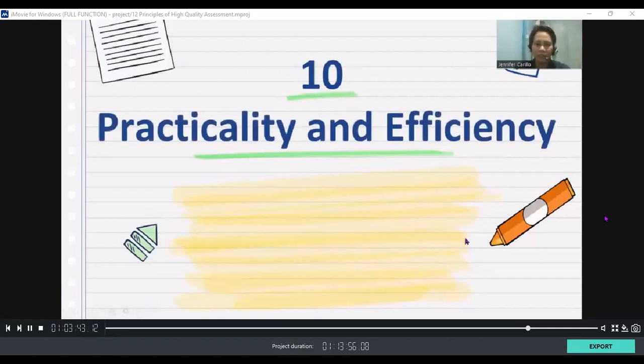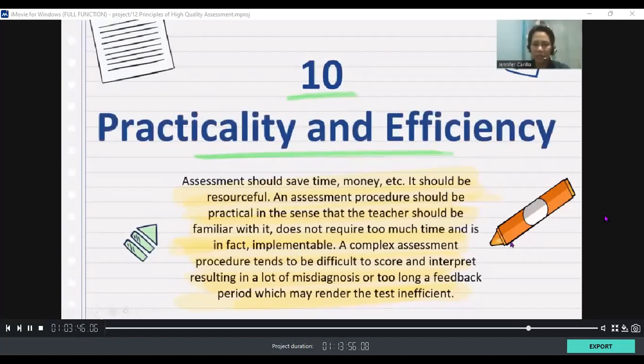Number 10, practicality and efficiency. So this means assessment should save time, money, effort, etc. So for example, what we have in our prelim, naa tay separate sheet for questionnaire, naa pud tay separate sheet for answers. Okay, so that means nga makasave ta og time and money sa pagprint sa questionnaire. Labi na nga daghan kaayo. So kung wala ta nagamit og answer sheet ato, mausik atong time and money, resources kay magsige tag print ug balik sa test paper.